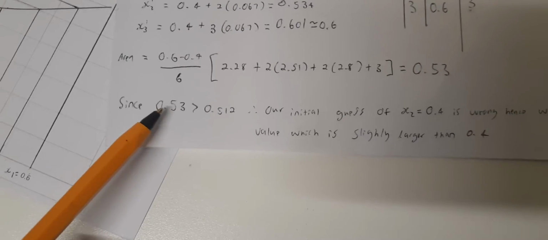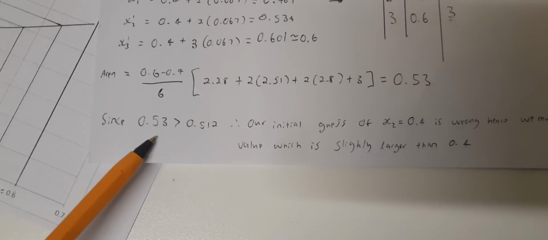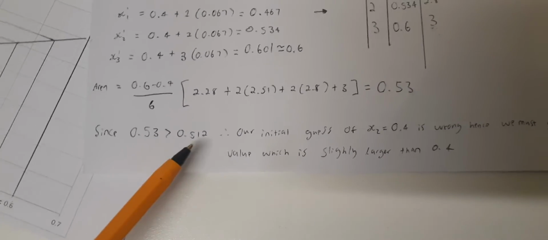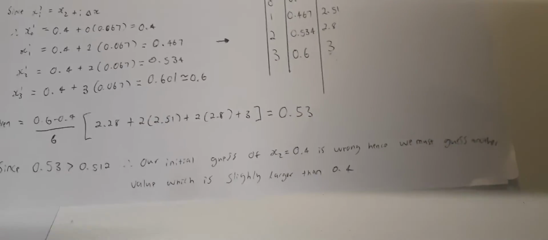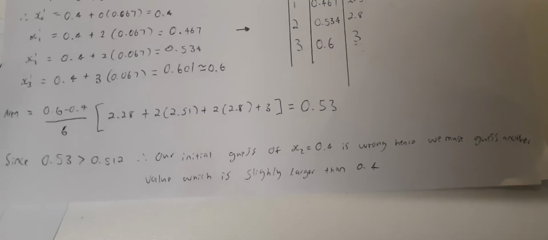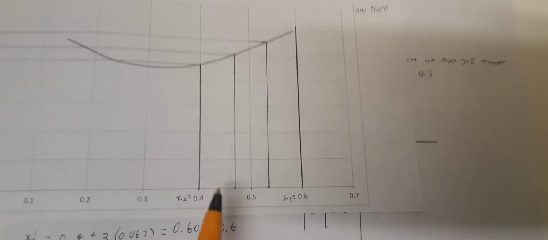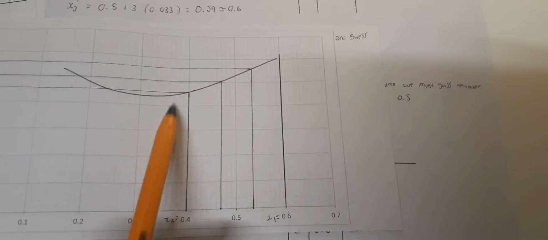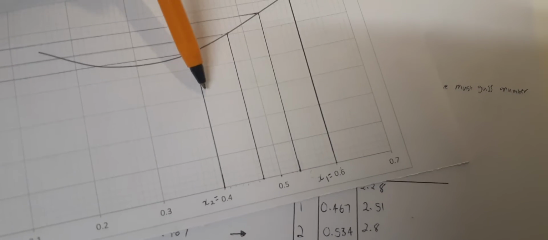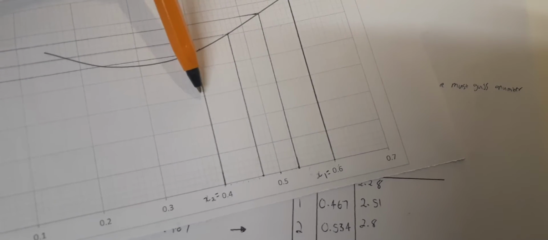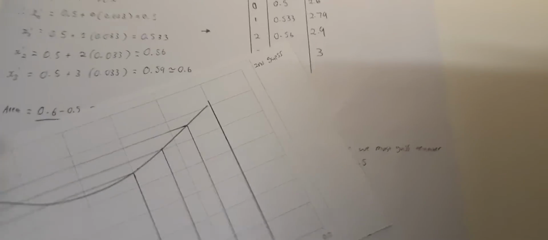And from here we see that 0.53 is slightly greater than 0.51. So it means our initial guess is off by a margin. It means that the area we've determined, this shaded area, is bigger. So to reduce this area, we have to move this x2 value to the right slightly. So the next guess I made was to make it 0.41.